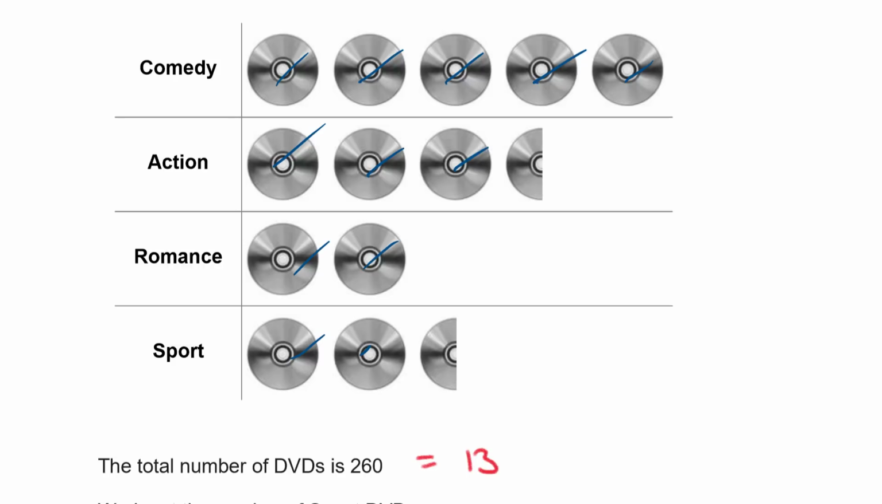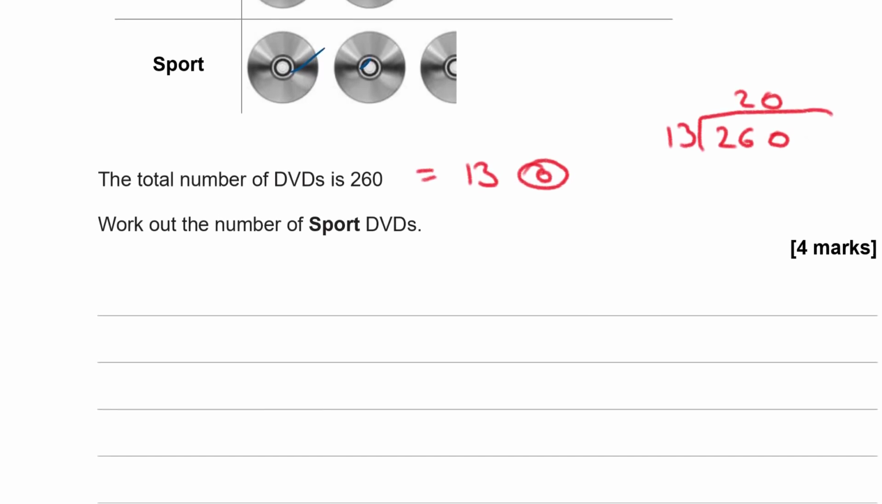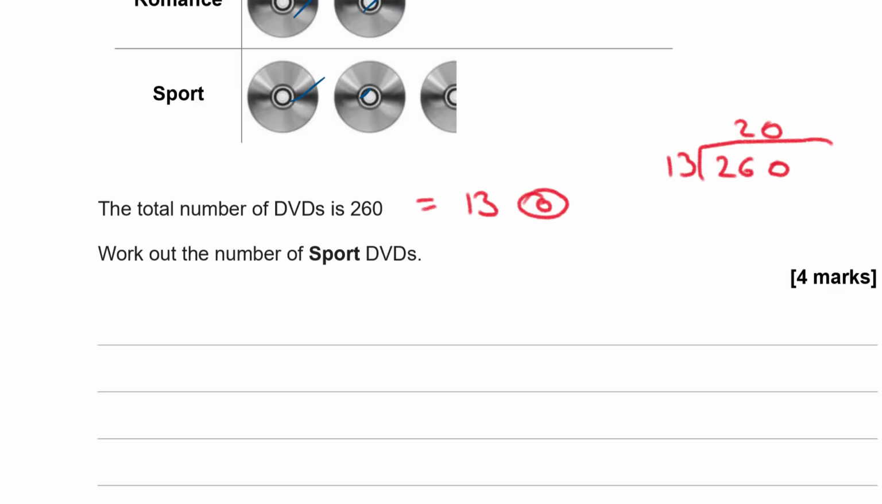So the scale then, I've got 13 of those, haven't I? And that's representing 260. So how many times does 13 go into 260? 13 goes into 26 twice, remainder 0, so it goes in 20 times. So that means that one of those pictures must be equal to 20. One of the symbols is equal to 20 DVDs.